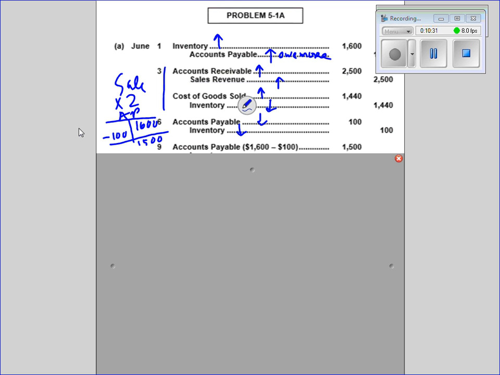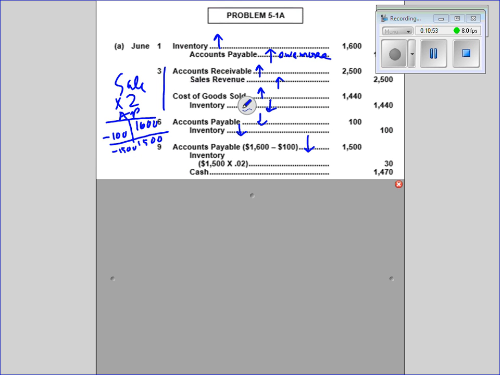Accounts payable is going to go down by $1,500. We saw that. Okay, so if we were rocking a $1,500 credit balance, if we put a debit there of $1,500, we now owe them what? Nothing. That's good. Did we pay them $1,500? We took that balance of $1,500 times 2% or times 0.02. We actually paid them $1,470.